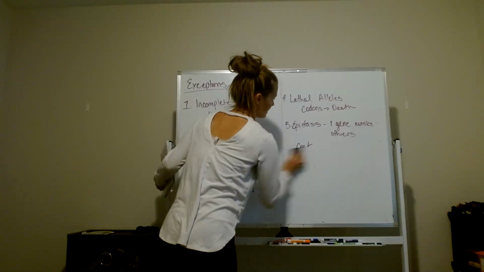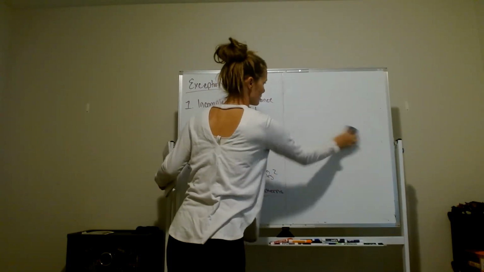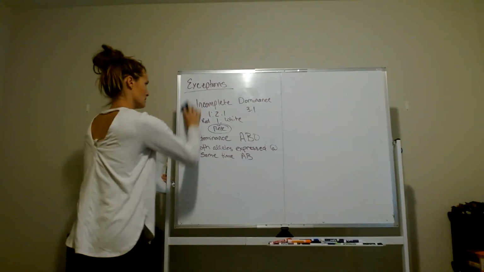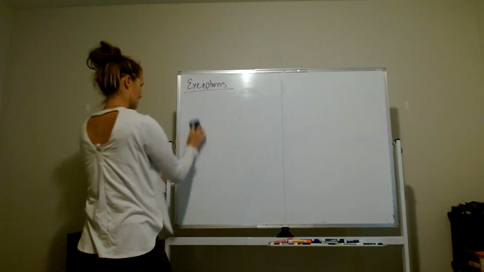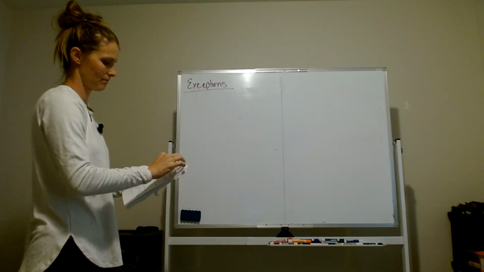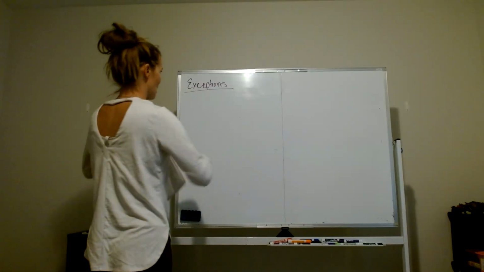I didn't even write anything on number 6 except the name of it, but that's okay. These are just the exceptions, right? Exceptions to the rules. Okay. I think we have one more or two more maybe. Okay, yeah, two more. Okay, polygenic inheritance.